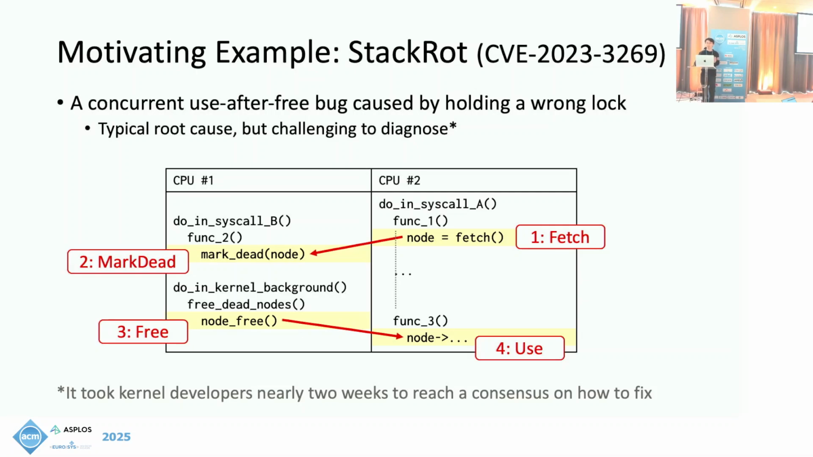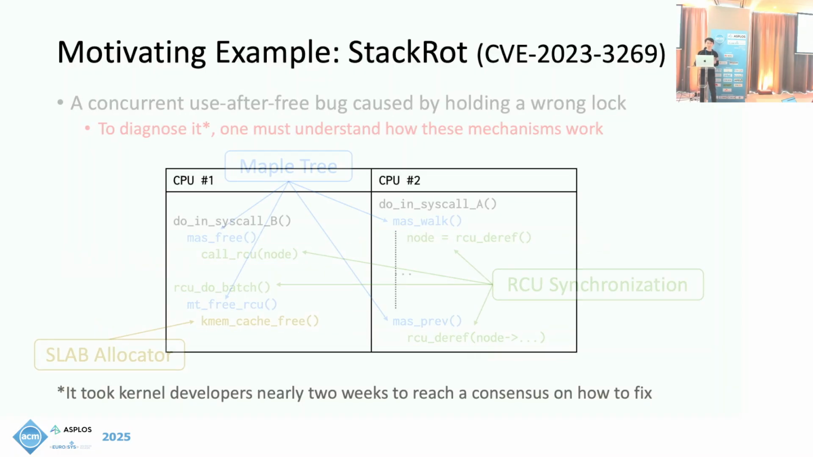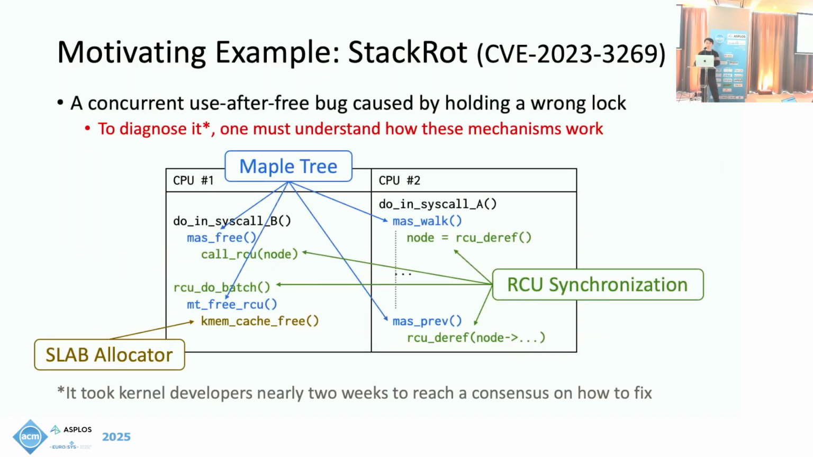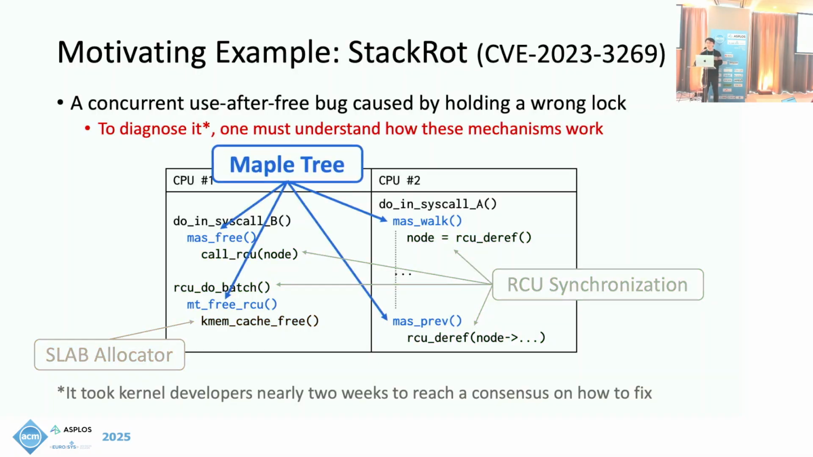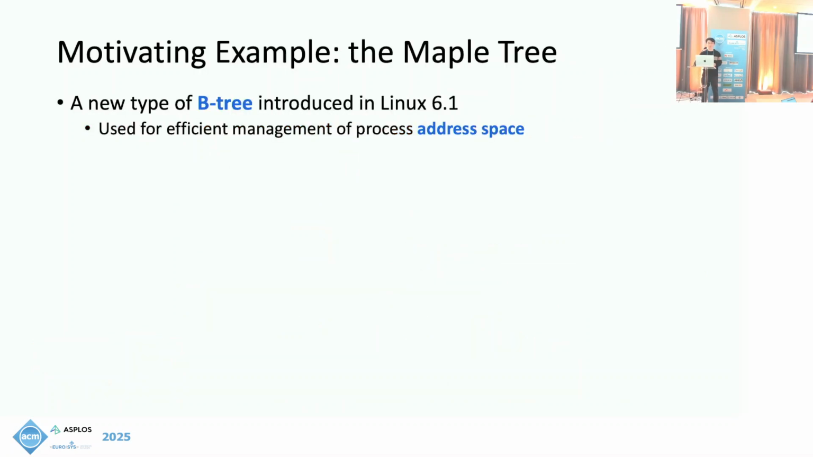However, such a bug took kernel developers nearly 2 weeks to reach a consensus on how to fix it. So why is it so challenging? The reason is that this bug actually involves various kernel-specific mechanisms, such as the maple tree, the RCU synchronization, and the slab allocator. So to diagnose this bug, one has to understand how these mechanisms work. So this is really not trivial. So we take the maple tree as the example to see why it is challenging.